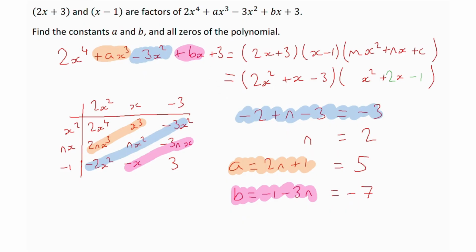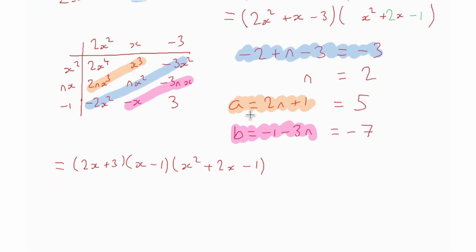Finally, it's asking me to find the zeros of the polynomial. And the zeros of the polynomial are when this would be equal to 0. To do that, I need to find the possible solutions. Now, I know that this whole thing is equal to 2x plus 3 times x minus 1 times x squared plus 2x minus 1. And I want to know when is that equal to 0.